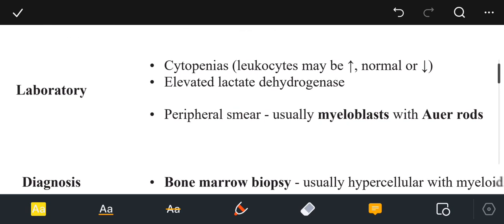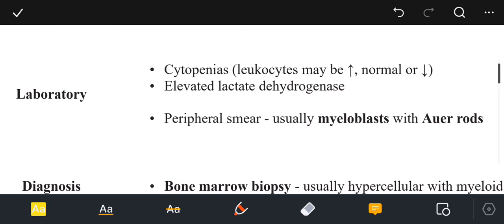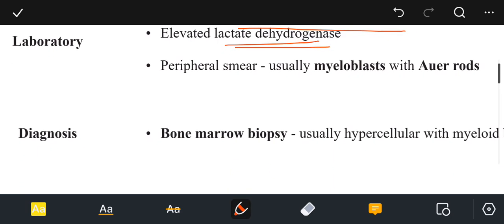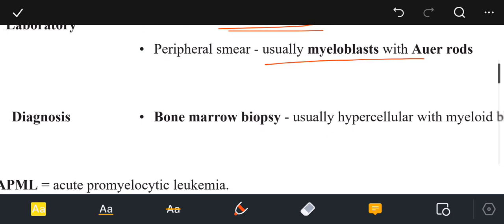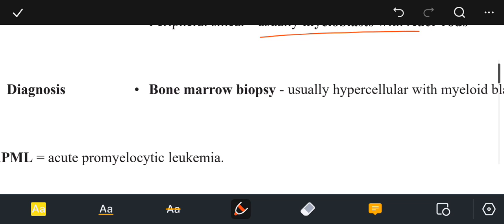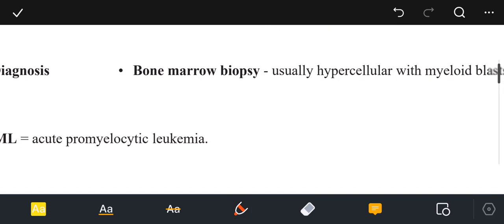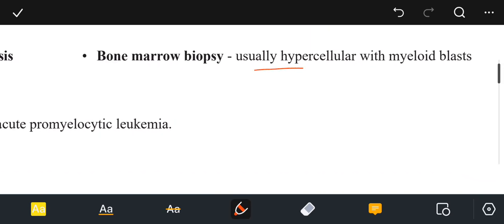Then lab values will show cytopenias. Leukocytes may be elevated, normal, or decreased, and elevated lactate dehydrogenase will also be seen. The peripheral smear will usually show myeloblasts with Auer rods. Diagnosis is done by the bone marrow biopsy, usually hypercellular with myeloid blasts.